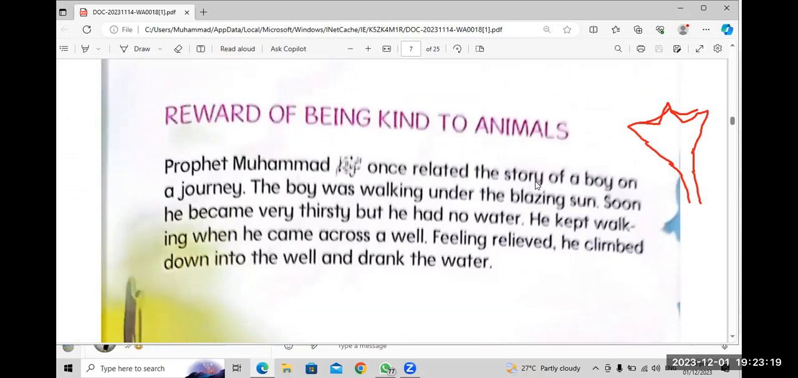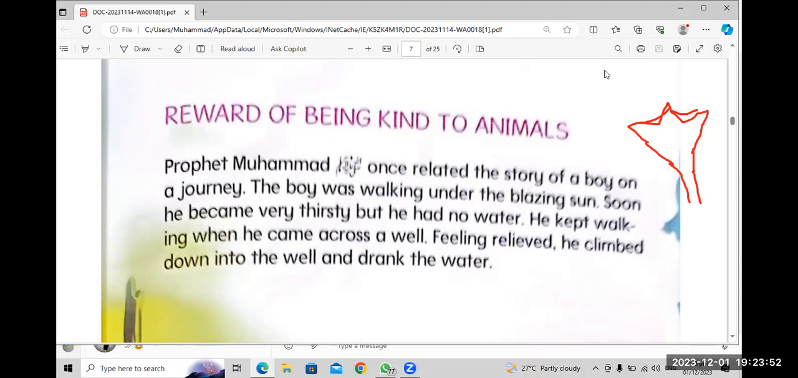Let's see how Prophet Muhammad sallallahu alaihi wasallam teaches us that we should be kind not only towards the human beings, but we should be kind towards the animals as well. In this story today, we will learn about how we should be kind towards the animals and how Allah subhanahu wa ta'ala reward a person who is kind towards animals. So today, inshallah, we will learn that we must be kind with animals.